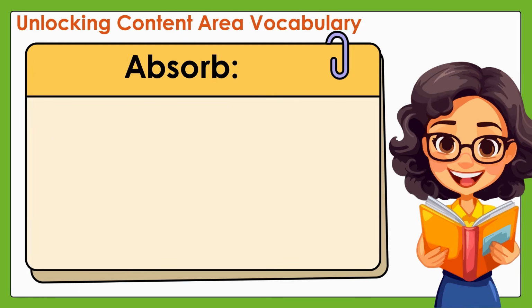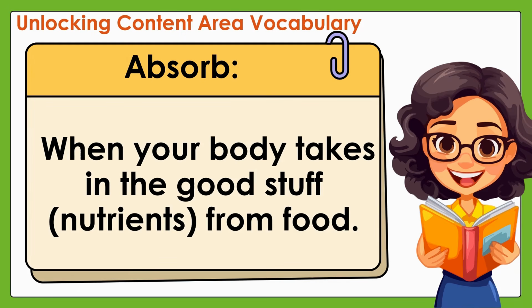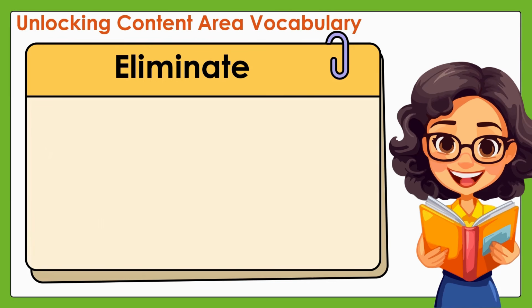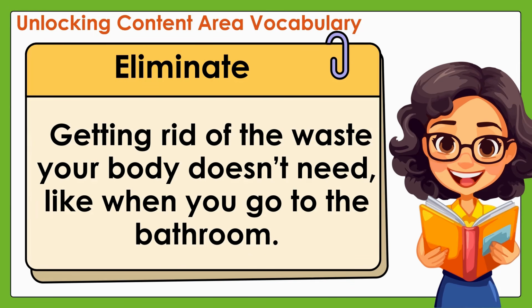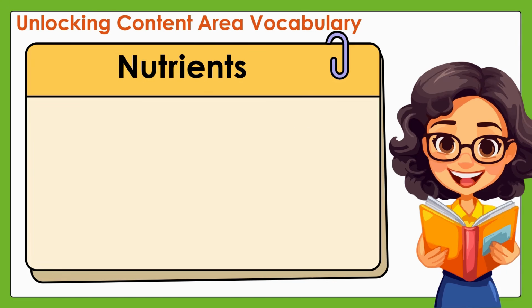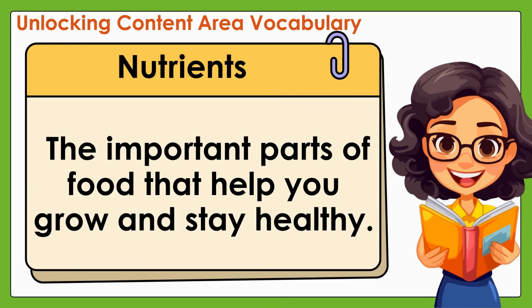The third word is absorb. When your body takes in the good stuff or nutrients from food. The fourth word is eliminate. Getting rid of the waste your body doesn't need, like when you go to the bathroom. The fifth word is nutrients. The important parts of food that help you grow and stay healthy.